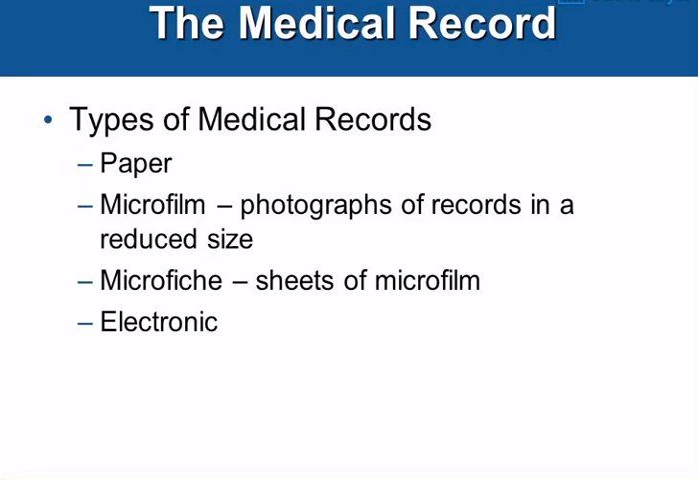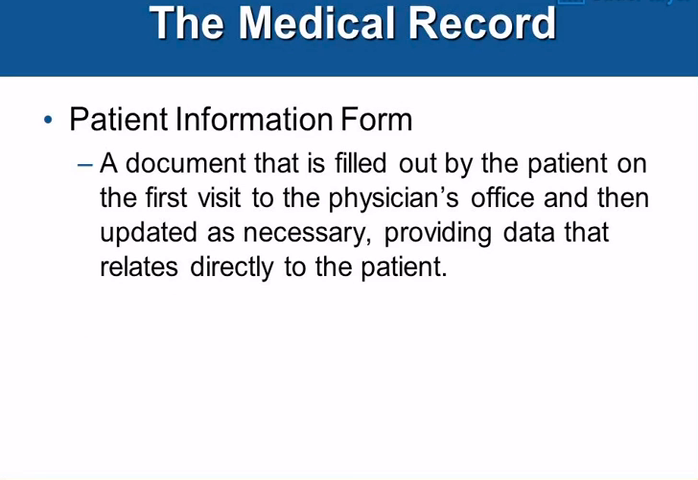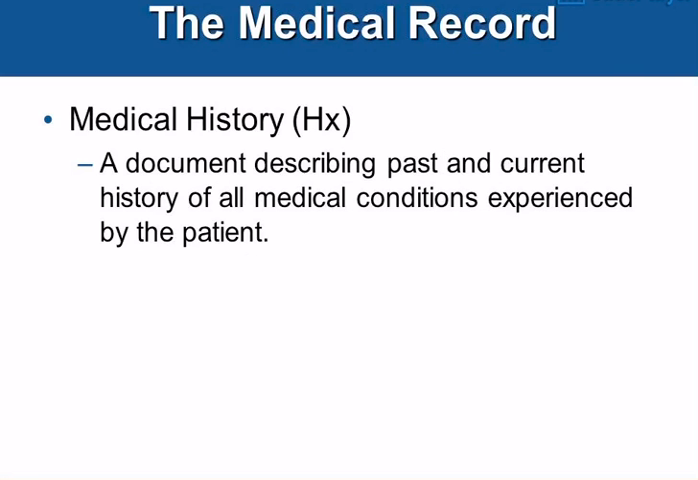The medical record: patient information form. A document that is filled out by the patient on the first visit to the physician's office and then updated as necessary, providing data that relates directly to the patient. Medical history, HX. A document describing past and current history of all medical conditions experienced by the patient.